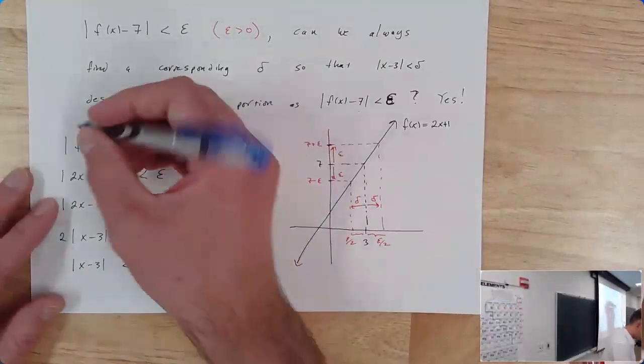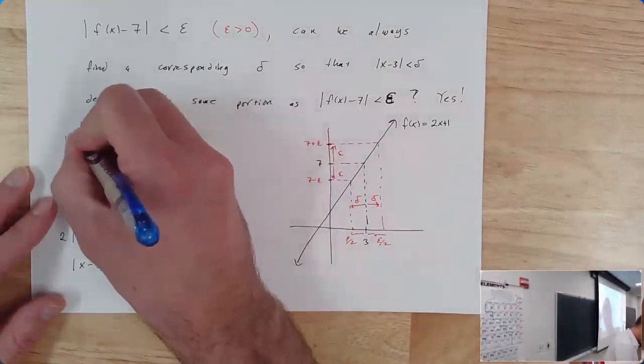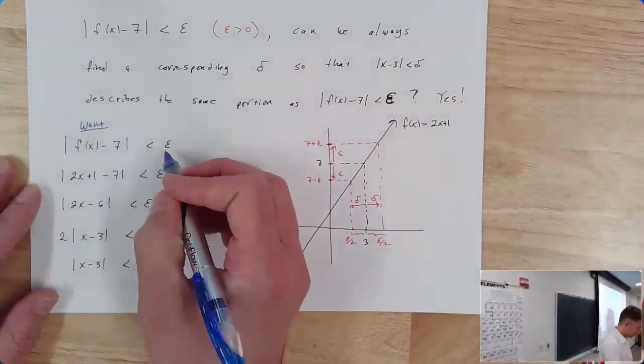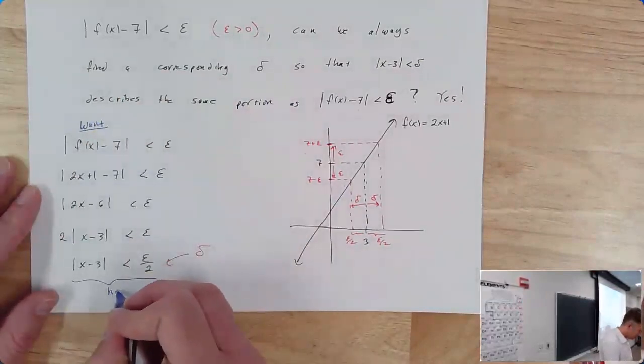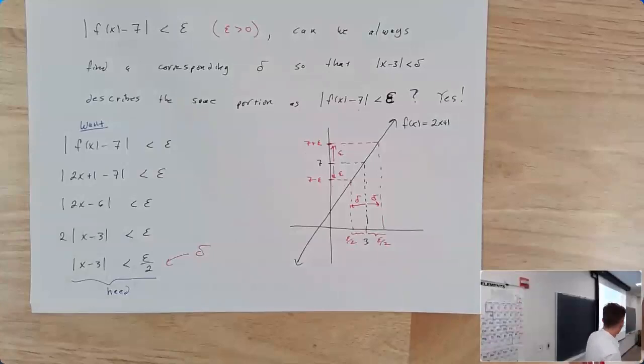We want the absolute value of f of x minus 7 to be less than epsilon. We need the absolute value of x minus 3 to be less than epsilon over 2. F of x is just whatever we're taking the limit of.